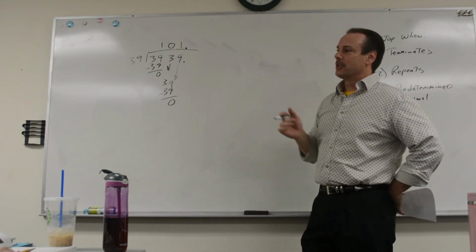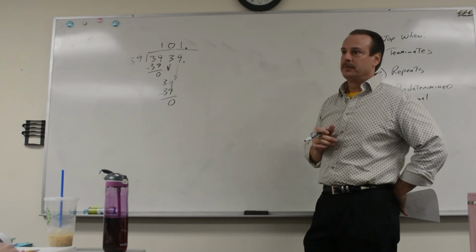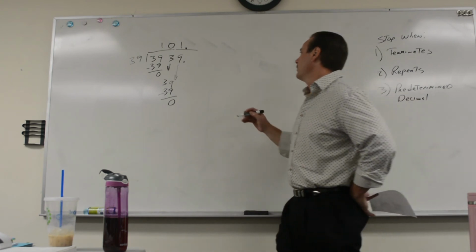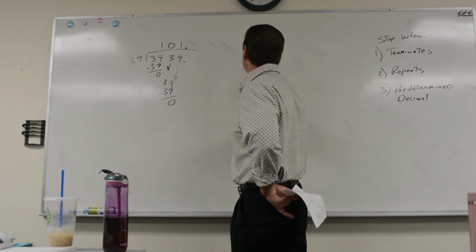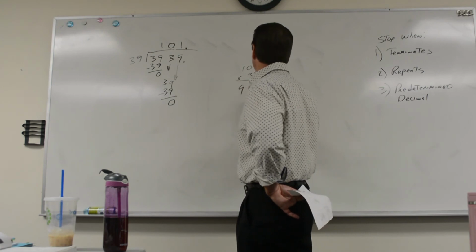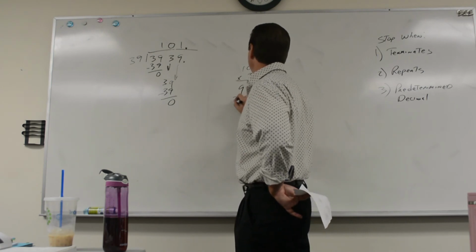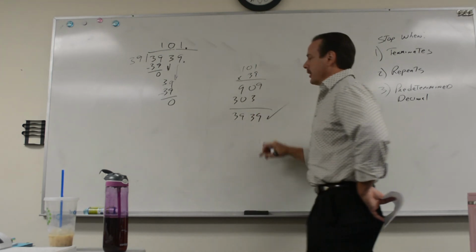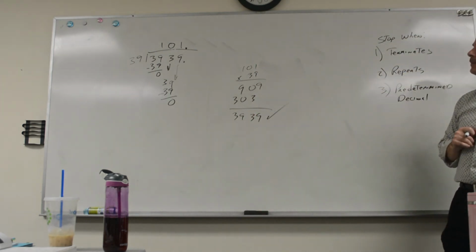Now, maybe you don't think this is right. Is there a way we could check it? 101 times 39, right? What are we going to get? 39, 39. We're going to start here, 3, 0, 3. Checks out.